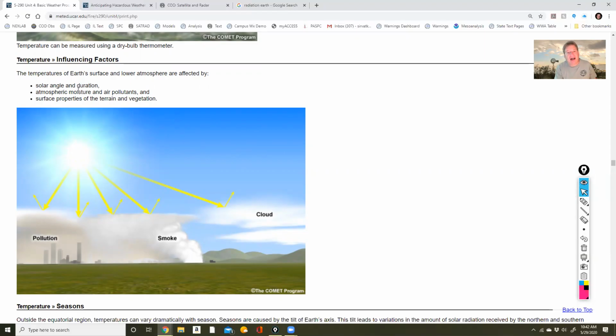The duration, obviously, too. How much energy comes in depends on how long the sun's out. The longer the days, the more incoming energy there's going to be. Now, there's also pollutants and moisture. I'm not going to worry about that. And then what happens to the light when it hits the ground? Well, here's a couple things. The light can be absorbed, and that would make it warm. But light can also be reflected. So the amount of reflection is called albedo, A-L-B-E-D-O.